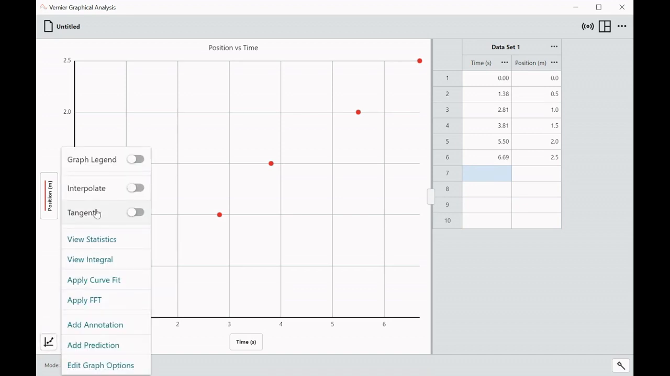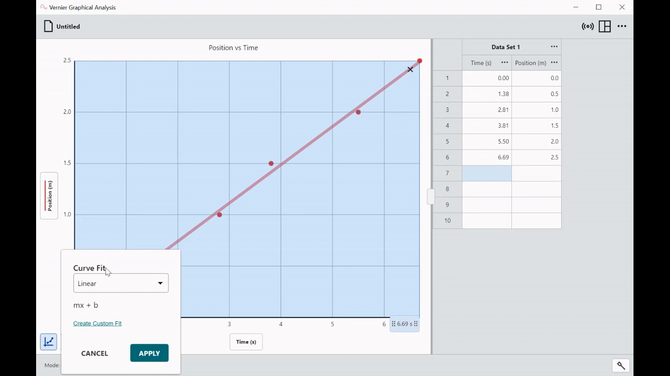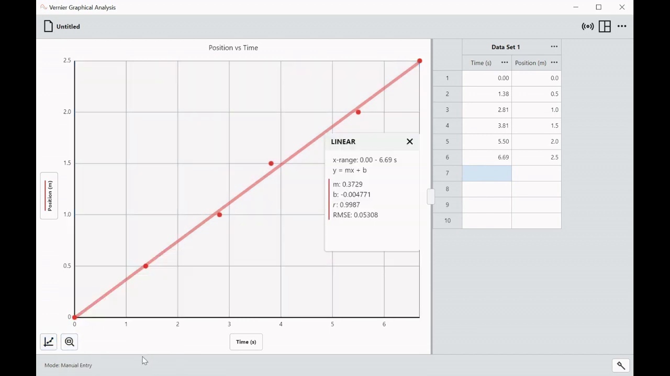Let's find the slope of the line. I'm going to go to Curve Fit, and I believe it should be a linear. Since it's a constant speed vehicle, then my slope should be a straight line. So let's choose that one. And here we go. According to this, my slope is 0.3729. And I believe I should trust that to about 2 significant figures.